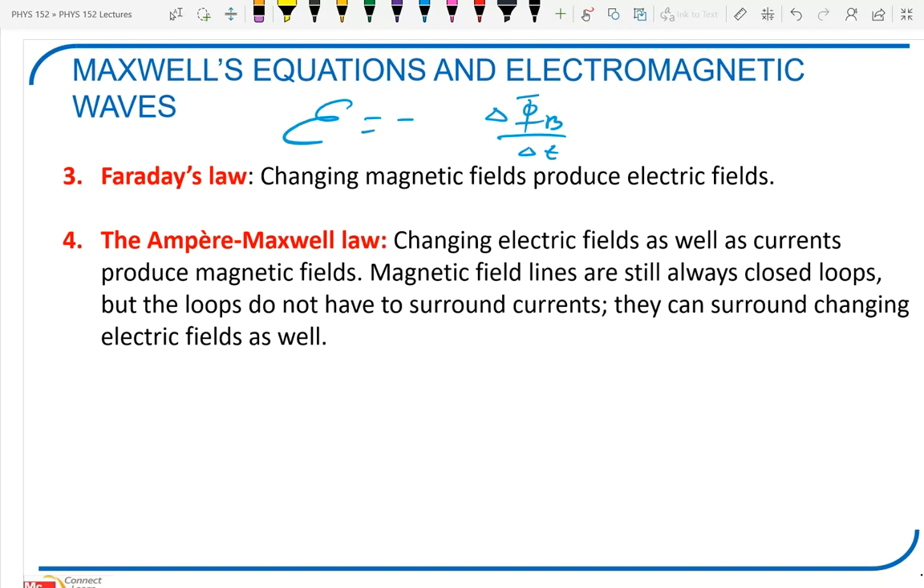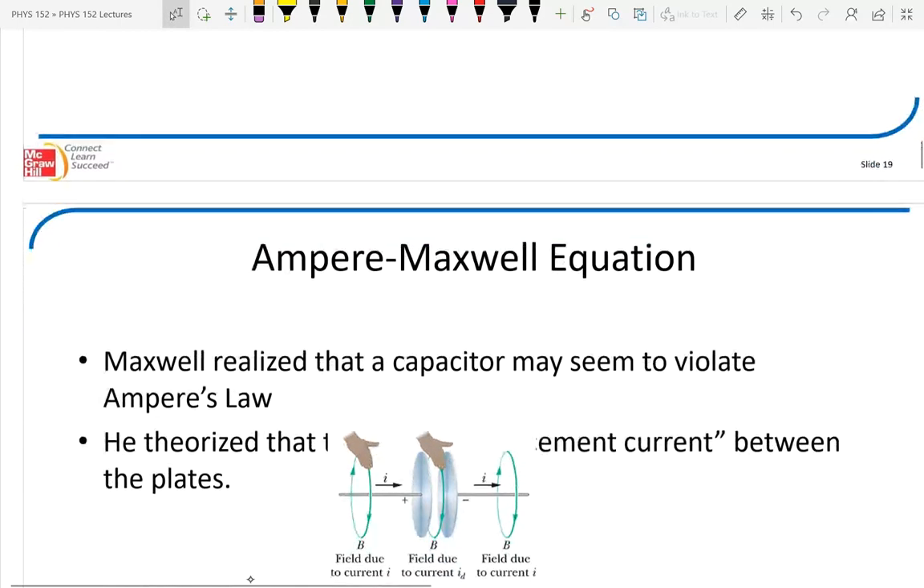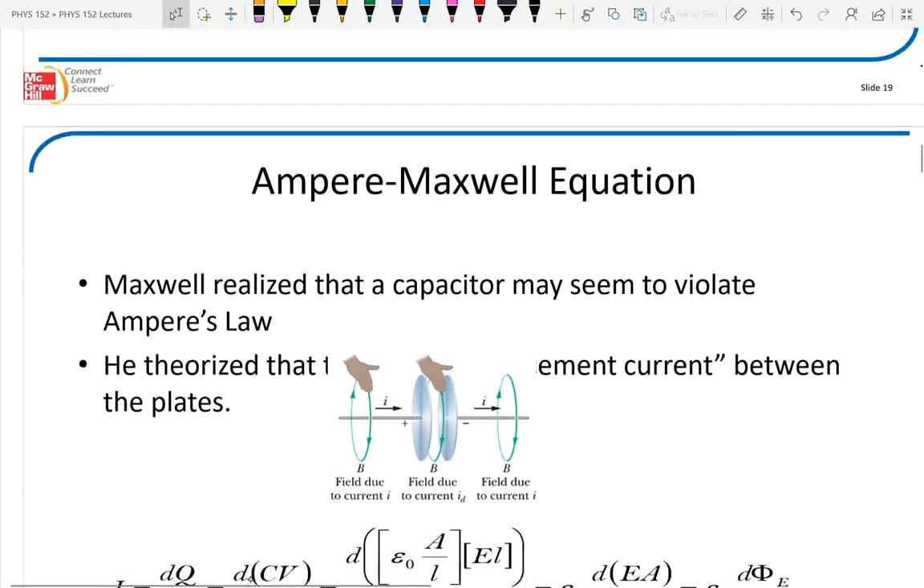Ampere's law was the law that said if I make a loop, the circulation, the product of the magnetic field parallel to each piece of my loop as I go around the loop, is equal to mu naught, the permeability of free space, times the current enclosed. That was Ampere's law. But Ampere's law had a hole in it that Maxwell realized.